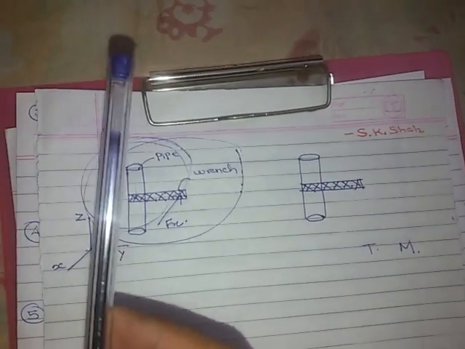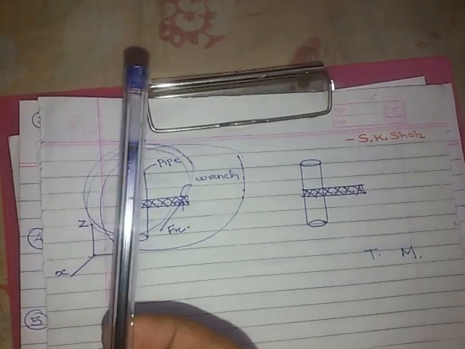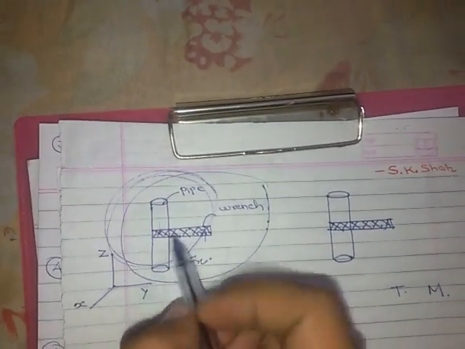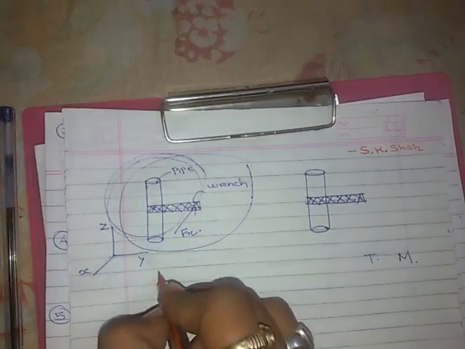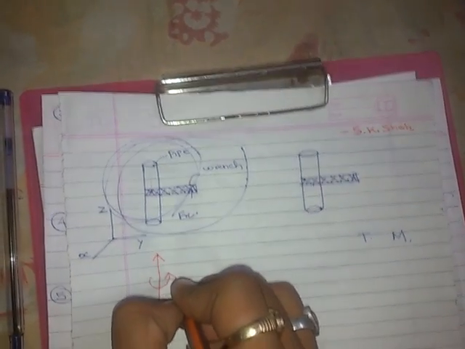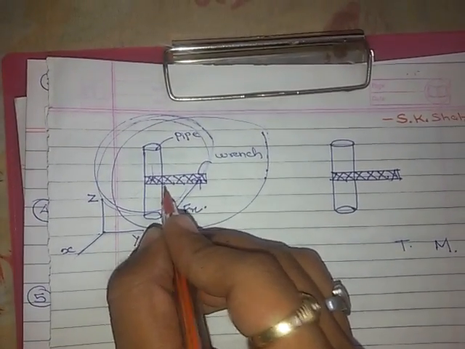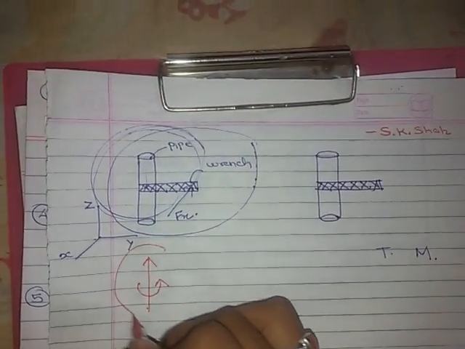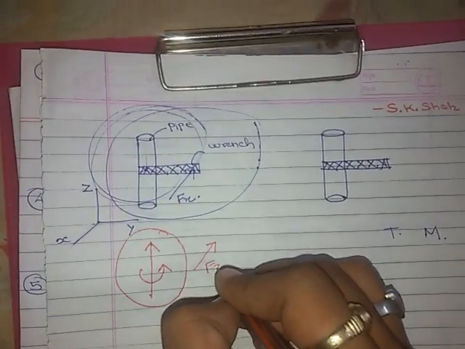Like this is the pen. If I apply the force over here, then it will try to rotate this body in this direction. Now, as per right hand thumb rule, we can find the direction of the moment. So the direction of the moment will be in upward direction, and the sense of rotation of this pipe would be like this. This is the case for when we apply the force in x direction.